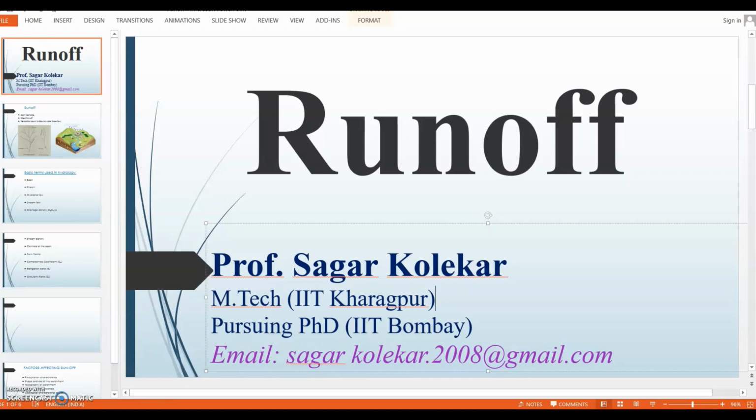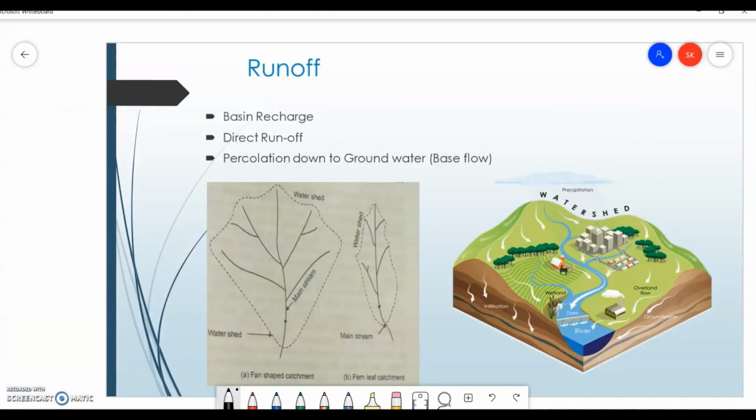But today's session is the foundation to learn about the hydrograph, because before the hydrograph we should understand each and every terminology of runoff. So let us discuss runoff.